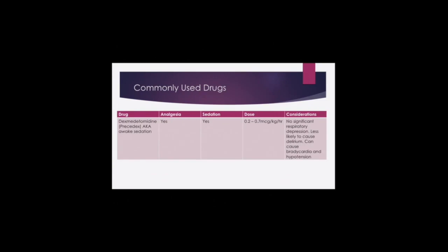Precedex is a selective alpha-2 agonist which has analgesic, anxiolytic, and sedative effects. It does not cause significant respiratory depression. Patients are also more easily arousable and less likely to develop delirium. The dose is 0.2 to 0.7 mics per kilogram per hour. It can cause hypotension and bradycardia in some patients.